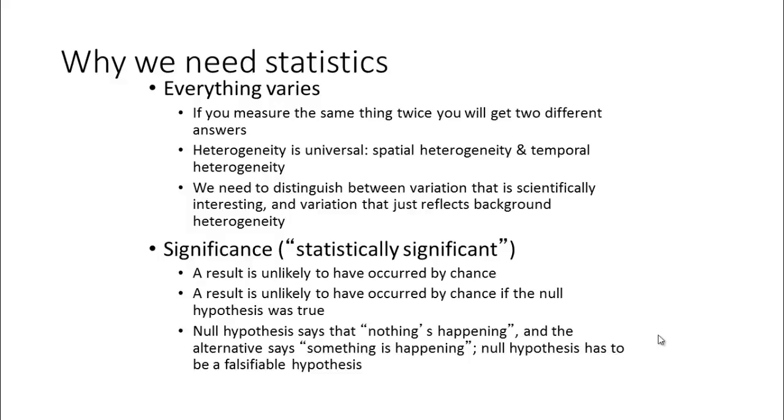by chance. A result is unlikely to have occurred by chance if the null hypothesis was true. The null hypothesis says that nothing is happening and the alternative says something is happening. So the null hypothesis has to be a falsifiable hypothesis. Let's not get into the hypothesis itself, though.